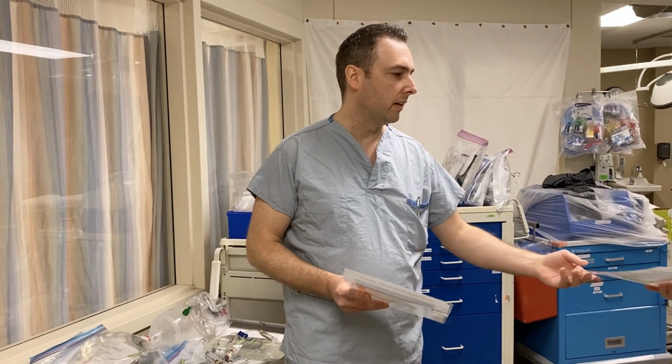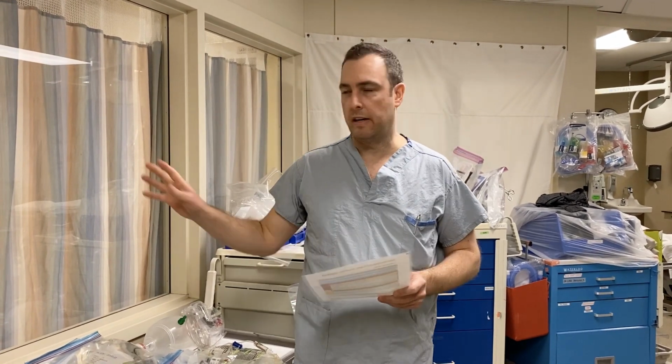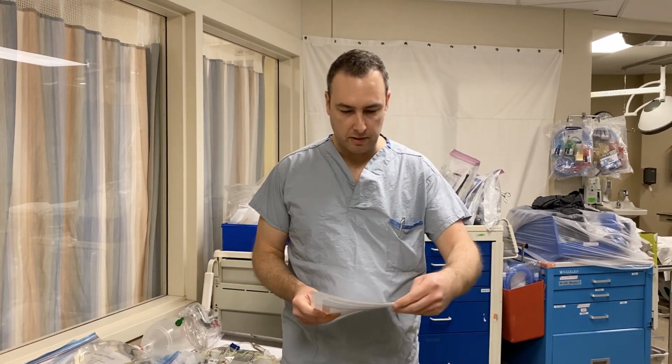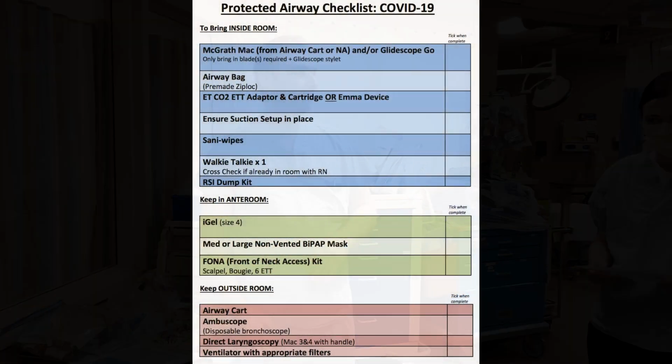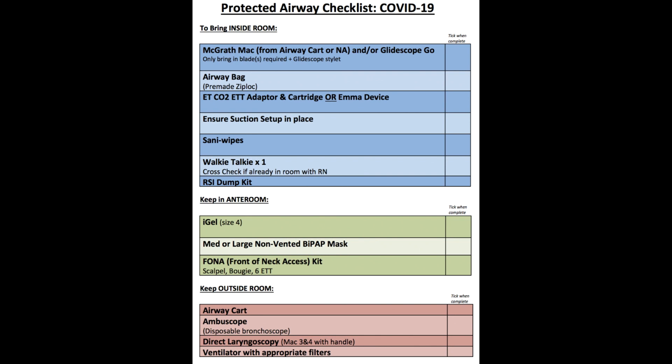So at this point in time, as team leader Lacey, I'm going to give you our airway checklist. I'm going to ask that you go through it, ensure that we have everything ready to go. We've divided it into inside the room, what needs to be in the ante room in case we need it, and what can be outside the room in case we need it. All trying to minimize ins and outs between our ante room and our negative pressure room. I'm also going to give our nursing checklist to Jacqueline to ensure that she has what she needs for IVs, phlebotomy, and drug purposes. What you see in front of you is our protected airway checklist for COVID-19 patients.